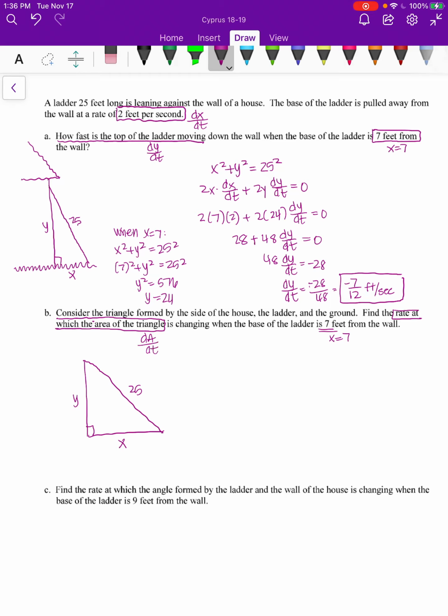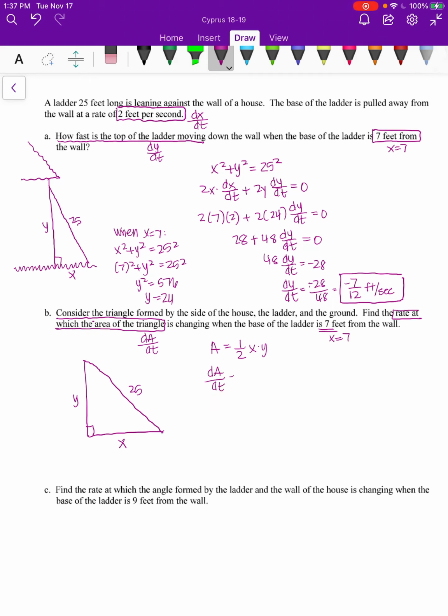But now I want to find dA/dt. Okay, so our variables are still the same. The only one we are introducing now is area. I still have x and y though. None of these are constant, and so now we just need an equation to relate them. So if I'm dealing with area, I'm going to use the area of a triangle formula, which is 1/2 base times height, which is 1/2 xy.